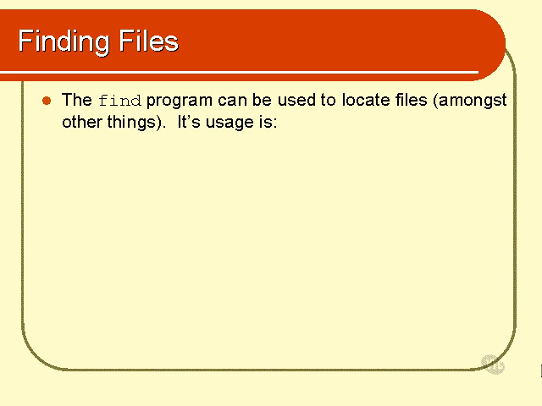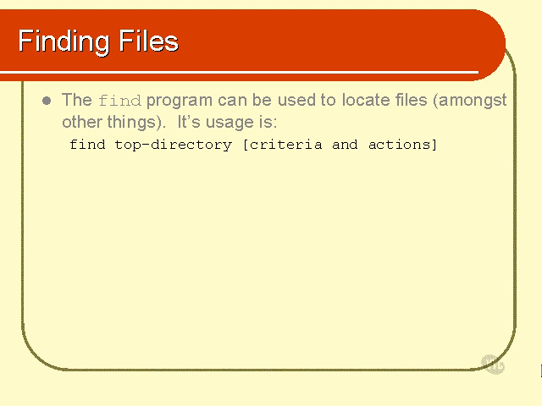Anyway, its usage is, in general, you type in find, then you specify the name of the directory in which you want to search for the files. Now, what will happen is find will look in that directory, and then it will look in all subdirectories, and then it will look in all subdirectories of those directories, and so on. It will look down the entire subtree, down the entire branch.